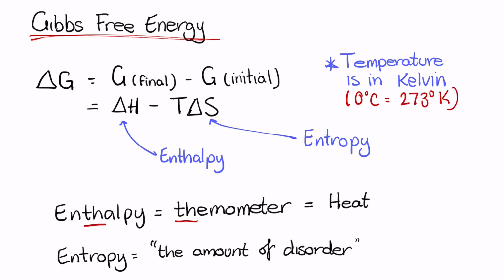So a good trick that I used to remember what enthalpy was is to look at the TH in enthalpy. And that sort of reminded me of a thermometer. And thermometers are used to measure your body temperature or heat. So that's something that I used to remember, that enthalpy was just the amount of heat in the system. And like I said before, the entropy is just the amount of disorder.